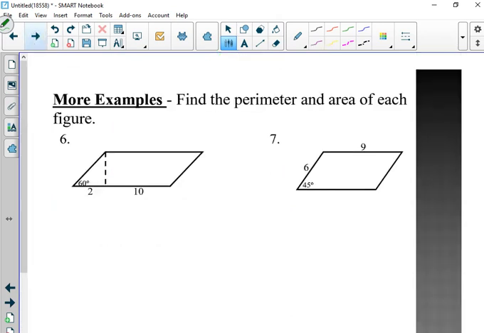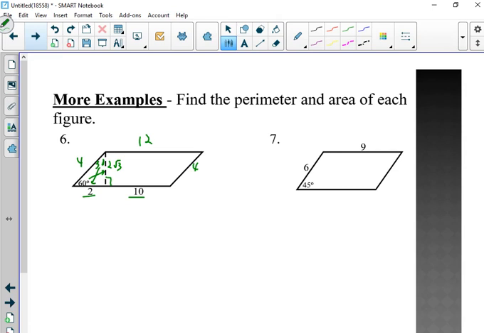Okay, more examples. Find the perimeter and area of each figure. Okay, the height is 90, so that makes this 30. So we're trying to find the height. This is the short side. This is the long side of 30, 60, 90, which makes this 2 root 3. And that makes this 4. That makes that 12. Okay, 10 plus 2.